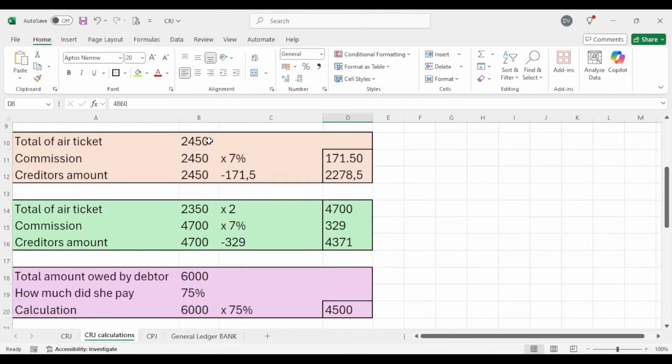It's just one air ticket, guys. We don't have to multiply with anything. We simply work out our commission of 7%, which gives us 171.50. And we take that commission off from the main amount, 2,450 Rand, to get our creditors amount. Right, what does this look like?